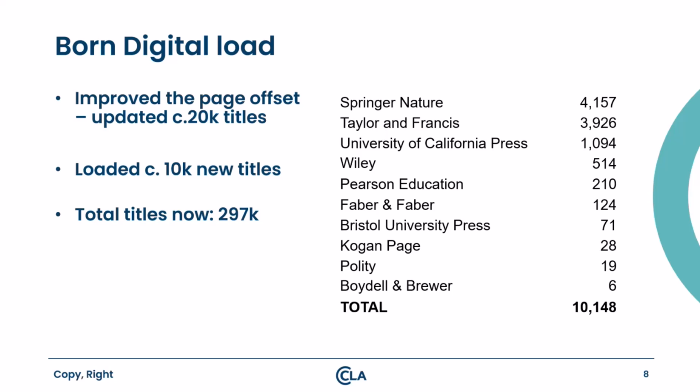We also added about 10,000 new titles. They're from about 10 different publishers, and you can see here the numbers that went through in the end. Polity and Faber and Faber were brand new, a first load from them as a new publisher this month, so that was exciting. And now we have roughly 297,000 titles in the Born Digital. So that's what we've actually managed to do.